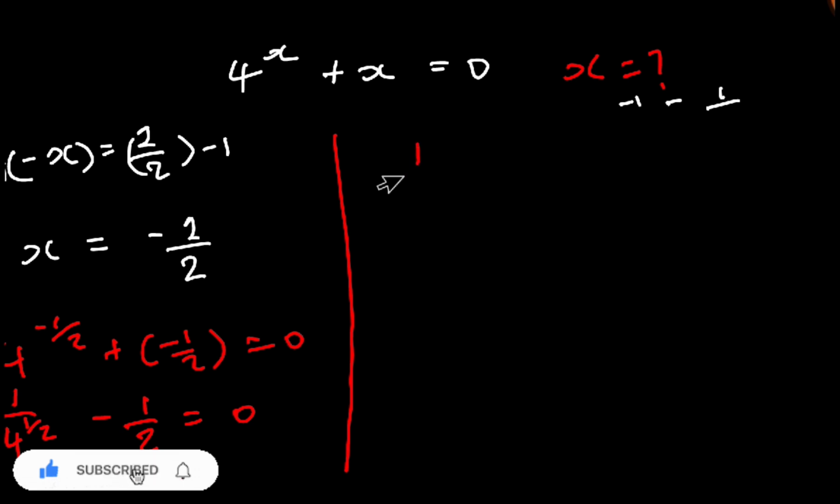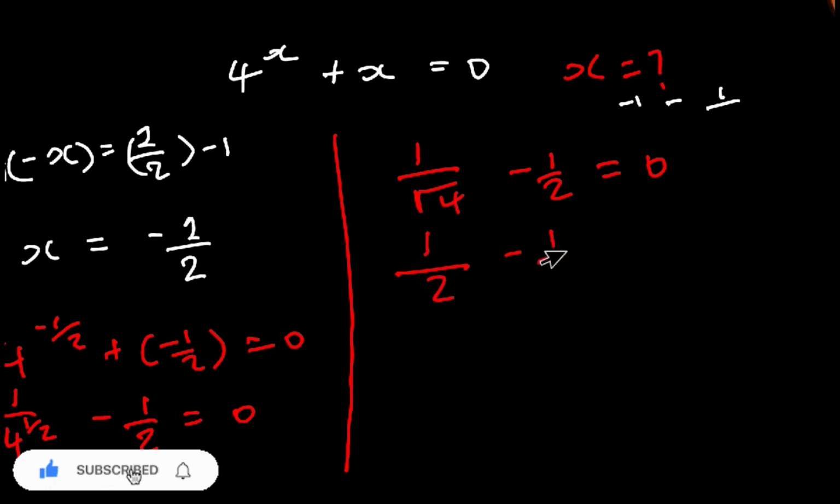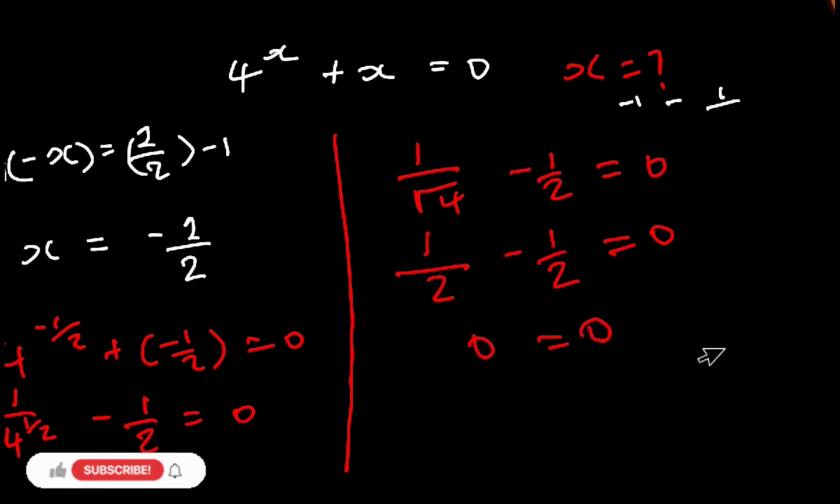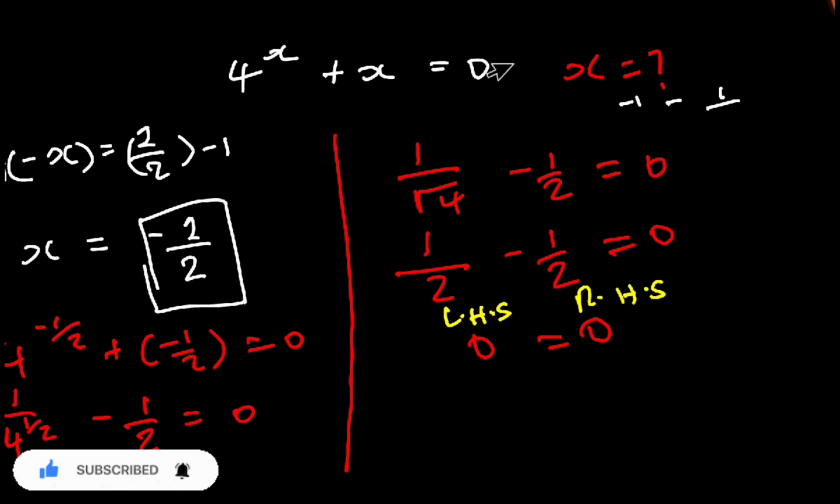So we have 1 over 4 raised to the power half, which is the same thing as the square root of 4. We have minus 1 over 2. Then we are checking if it's going to give us 0. So I have 1 over square root of 4, which is 1 over 2, minus 1 over 2. So half minus half is actually equal to 0. And then this is equal to 0. So you see that left hand side is equal to right hand side. And so x equals negative 1 over 2 is the solution to this question.